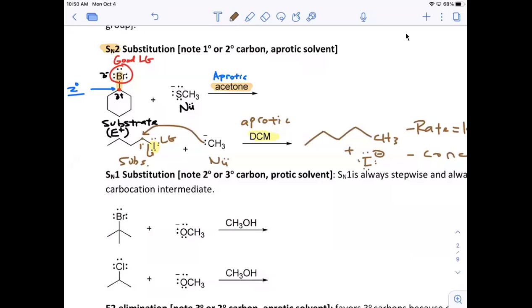And when you say bimolecular, you just mean two species involved in the rate-determining step, right? Got it. Okay, thank you. Yeah. Good question.